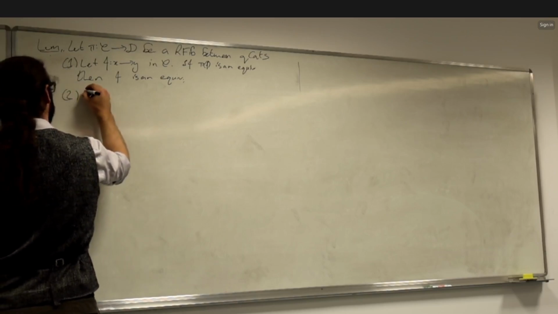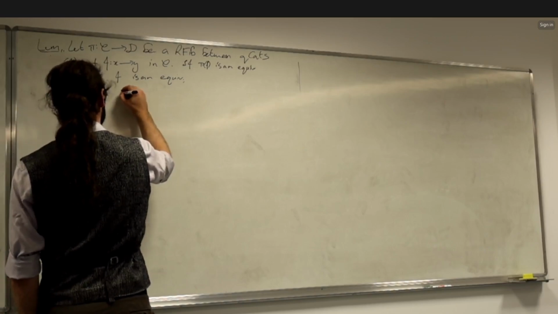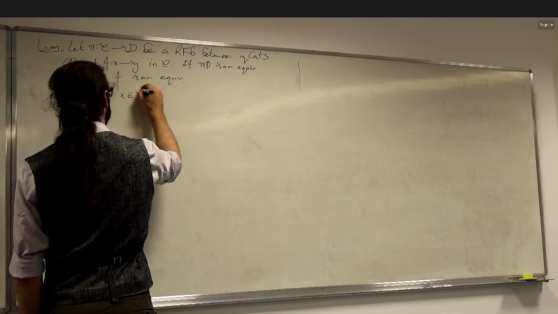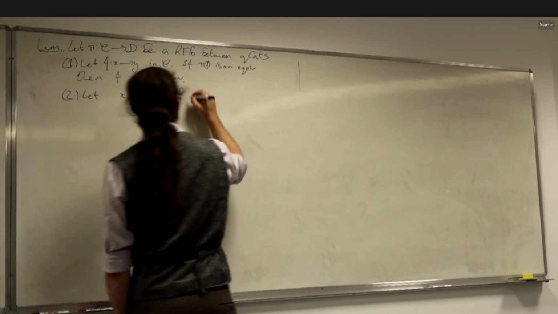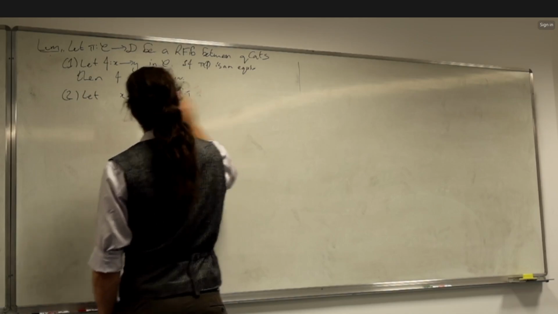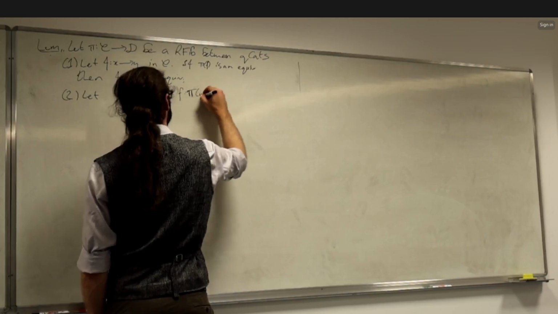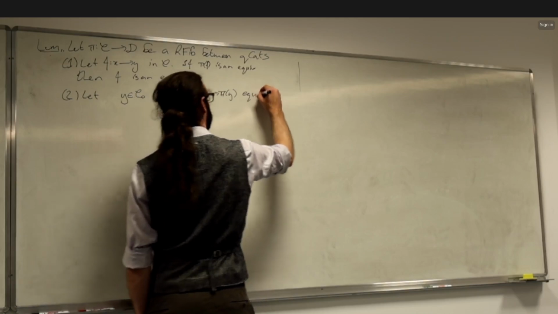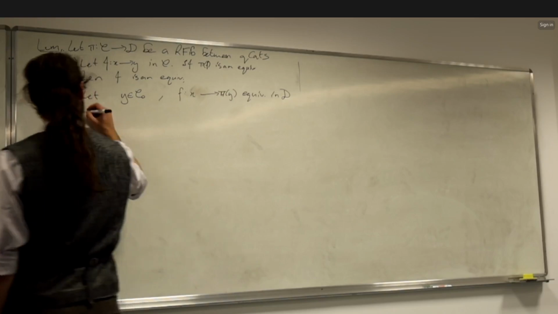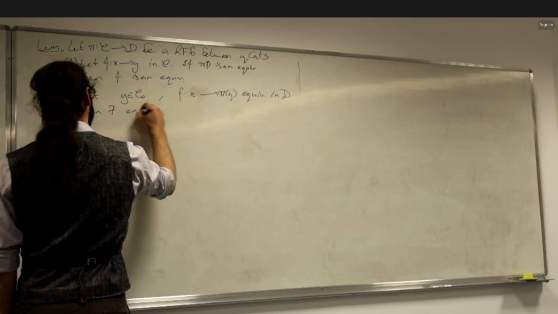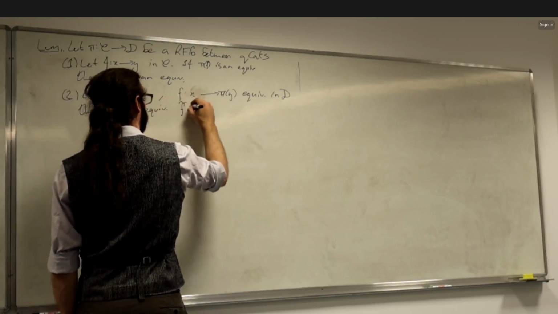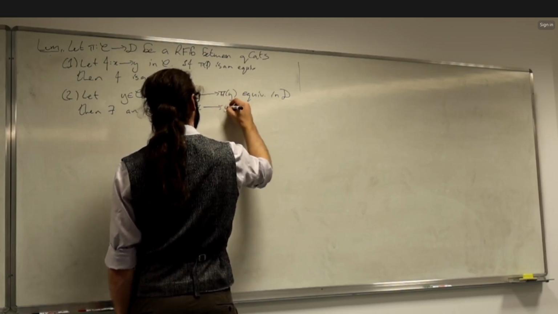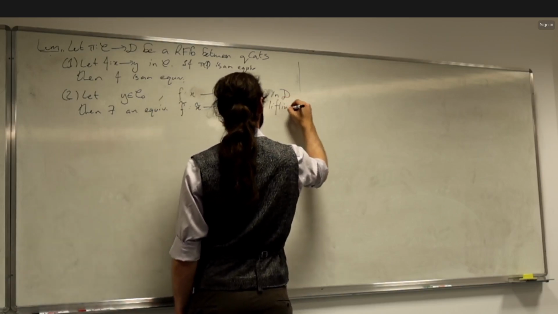And then two, let x be in C naught and let f from x to pi of y, an equivalence in D. Then there exists an equivalence f tilde from x tilde to y in C lifting f.